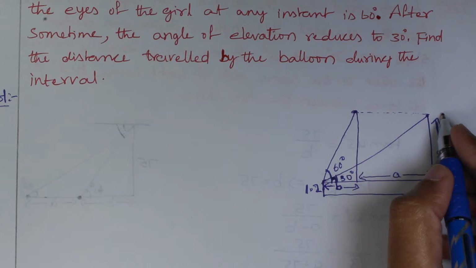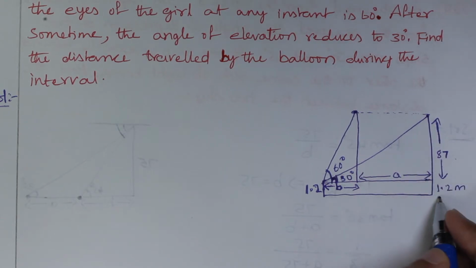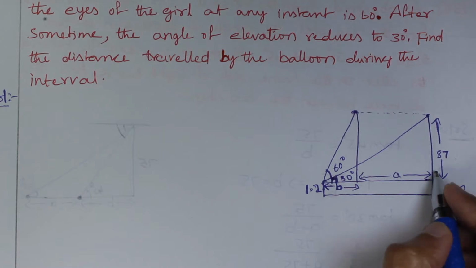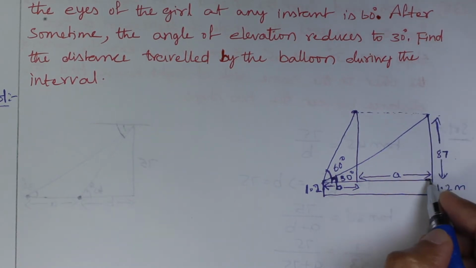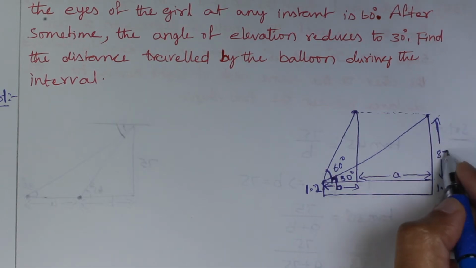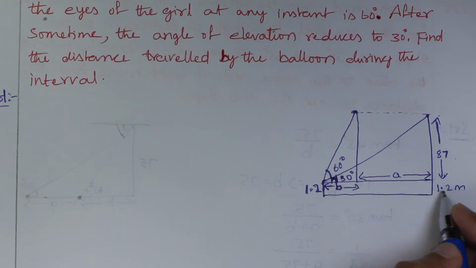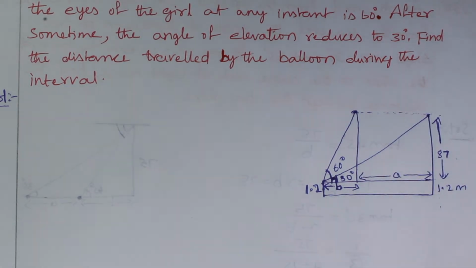Now the height of the balloon from the ground is 88.2 meters. So this height will be 87 meters. The height from the eye of the girl to the balloon will be 87 meters and the height of the girl will be 1.2 meters. Total height will be 88.2 meters from the ground.